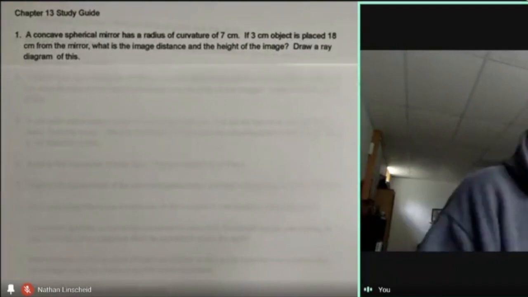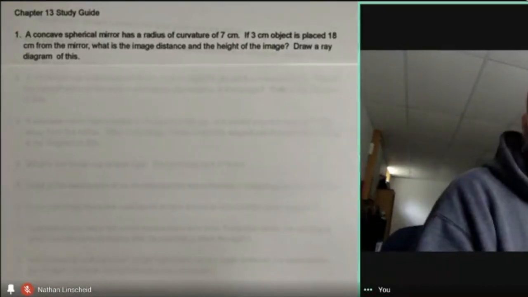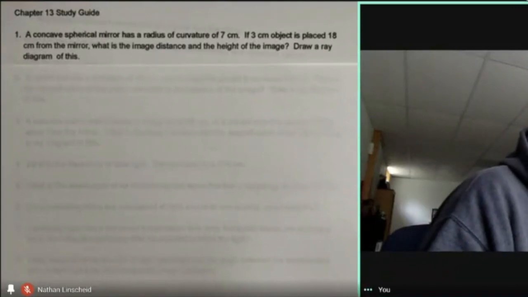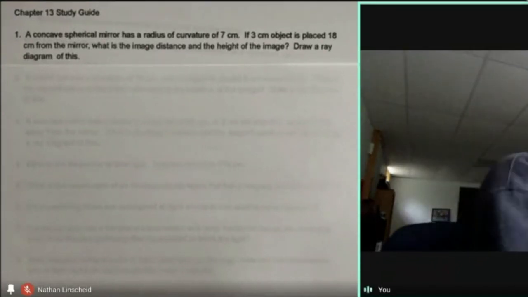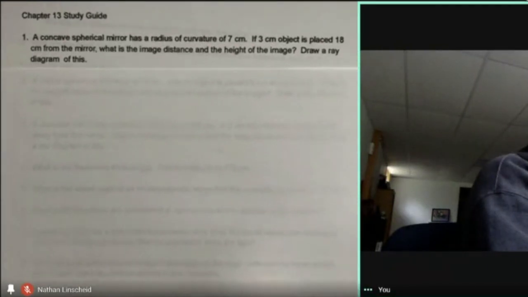Okay, physics students. Today I'm going to be going over the concaves. All right, so today we're going to just go through the study guide here. We'll start with the problems.